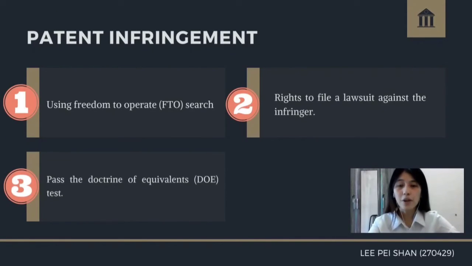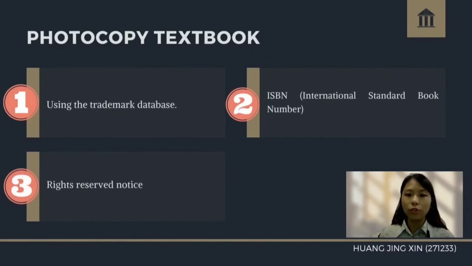The ways to solve and avoid patent infringements are reducing the risk of infringing a competitor's patent by assessing the freedom to operate. The second way is that the owner has a right to file a lawsuit against the infringer under the Act and Regulation. And last is to pass the doctrine of equivalents test. The DOE test can examine a product or process through the lens of a patent technology by analyzing its function, method, and result.